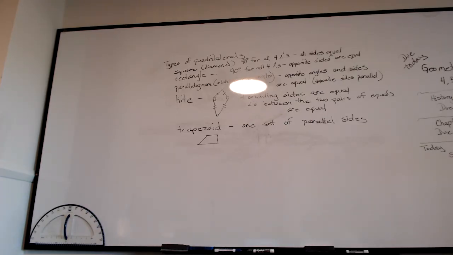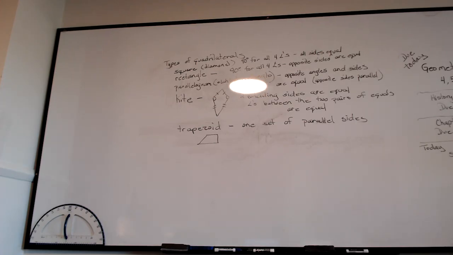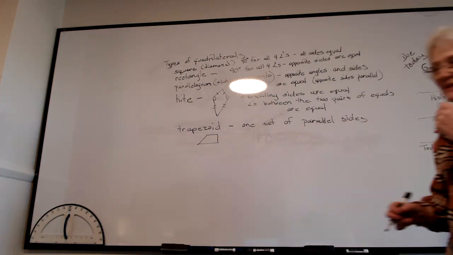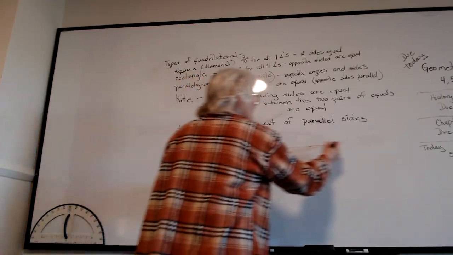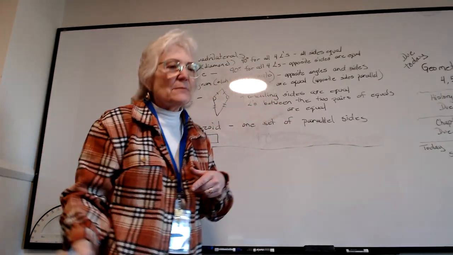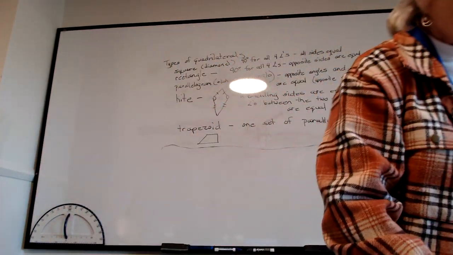So the first three are pretty easy. We see those all the time. A kite we do see sometimes because we know what a kite shape is. And the trapezoid is probably the one we don't talk about a lot. I'm not even sure where the word trapezoid came from. I should look that up sometime. Kind of interesting. So right now we're going to look at just some of the basic ones.